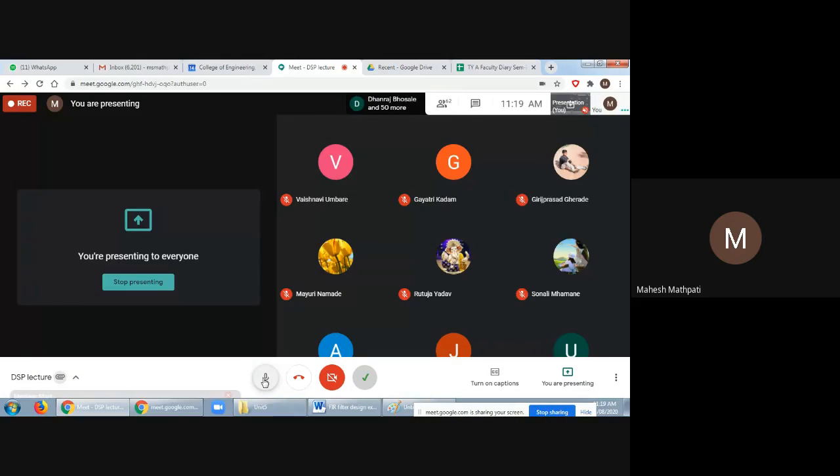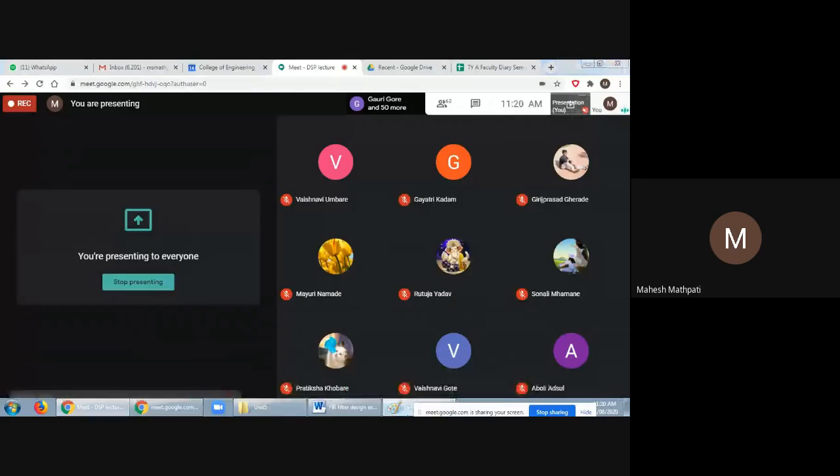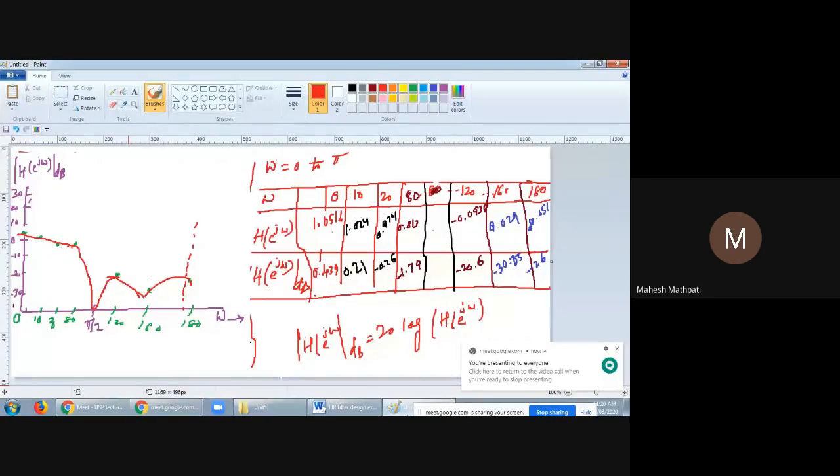Am I audible to all? Yes, sir. I got disconnected in between, sorry, that was a net problem. Is this plot completed? Have you completed this plot? Yes, sir. I hope you understood how to plot this graph.